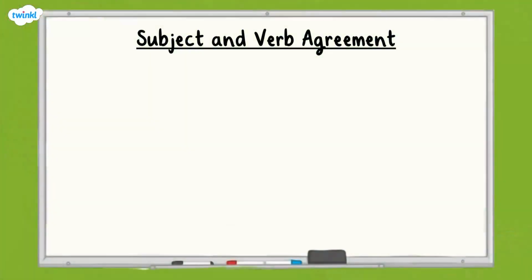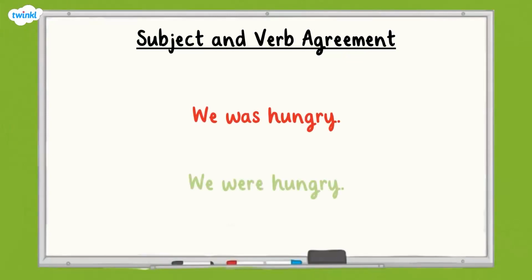It is important to make sure that the subject and verb agree. For example, "we was hungry" should be "we were hungry". "Was" should be used for a singular subject, while "were" should be used for a plural subject.